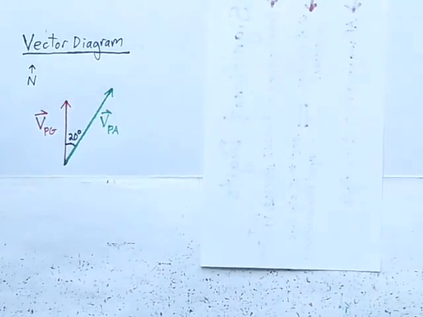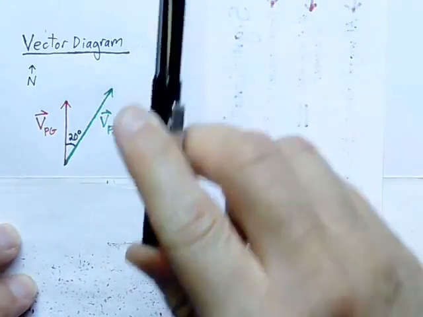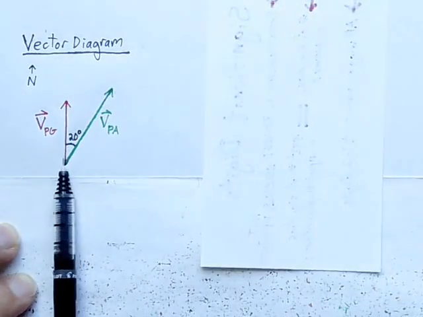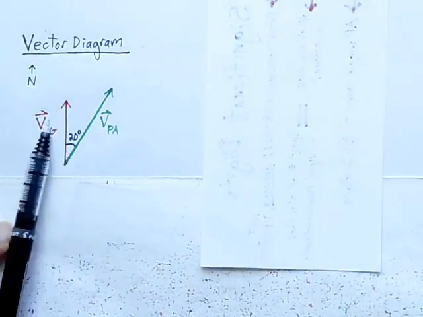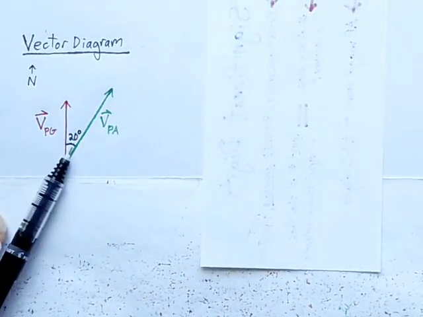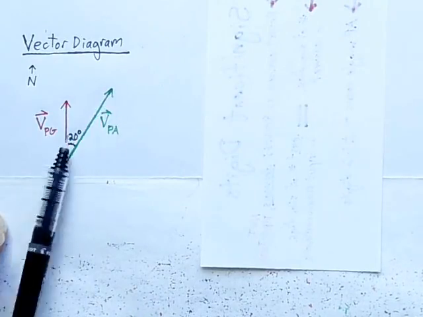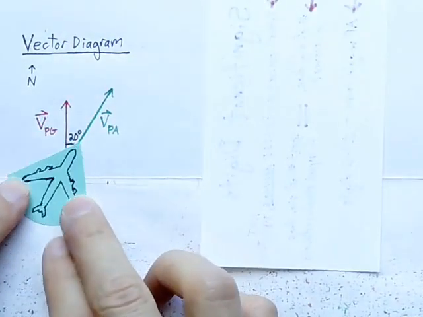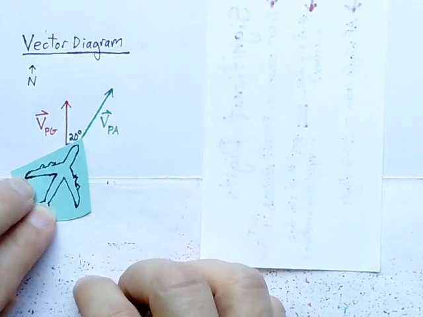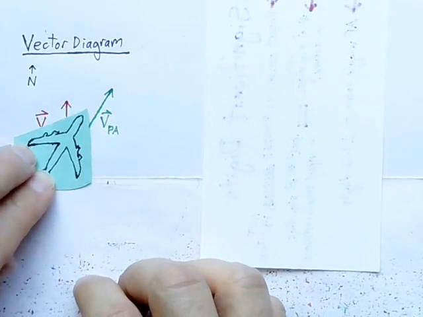Okay, so far we've determined that the velocity of the plane with respect to the ground points due north, the direction the plane actually went, but the velocity of the plane with respect to the air was in this direction, 20 degrees east of north. That's the heading, so it had to point its nose in that direction in order for the plane to actually move due north.